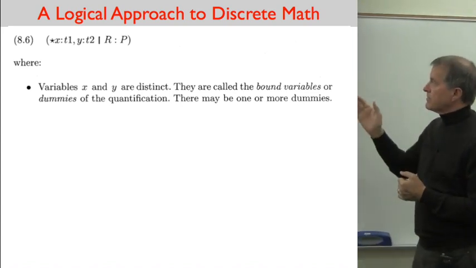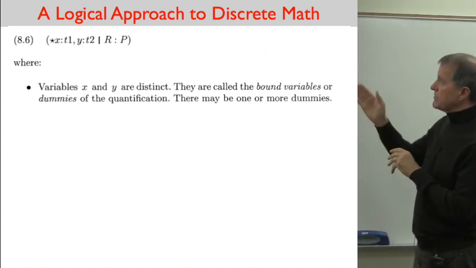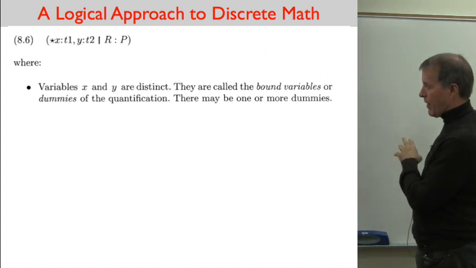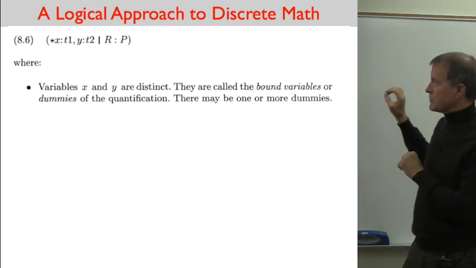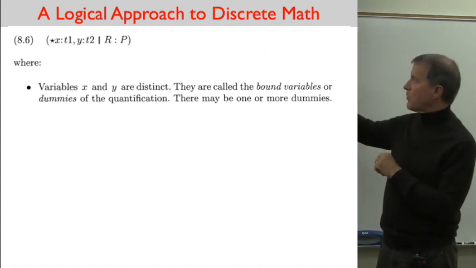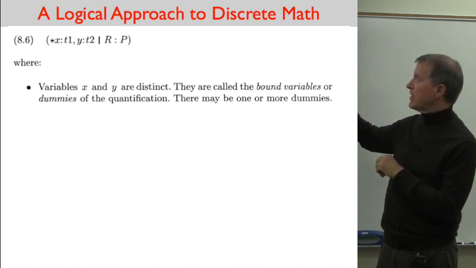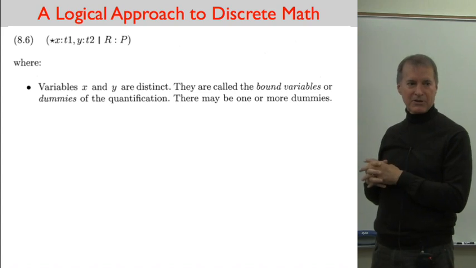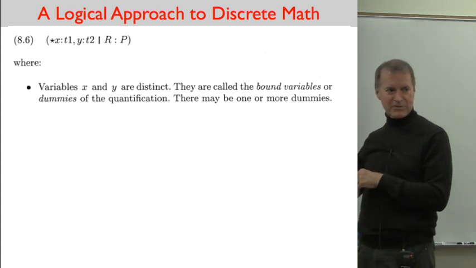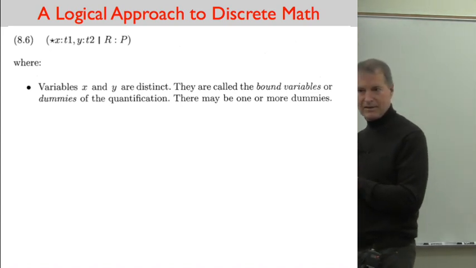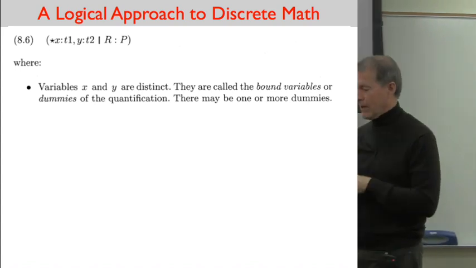Okay. So this we already drew up, so some of this is review from what we've already seen. Variables x and y are distinct. They are called the bound variables or the dummies of the quantification. There may be one or more dummies. All right, we good for that? We just did some examples here with two, right? Good. All right, so here we're defining what bound variables are.